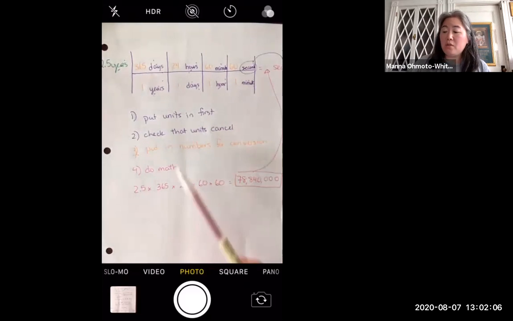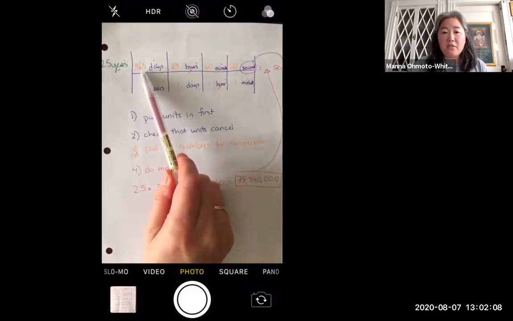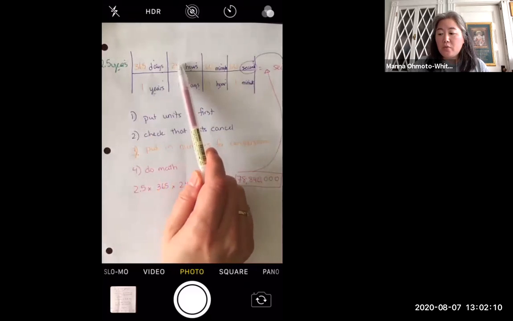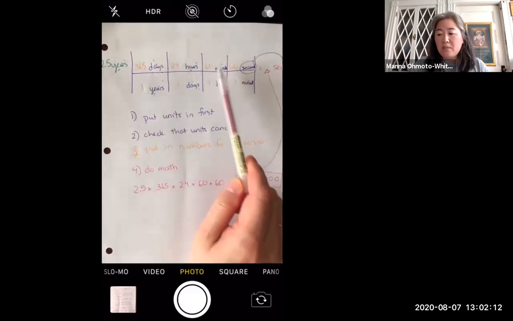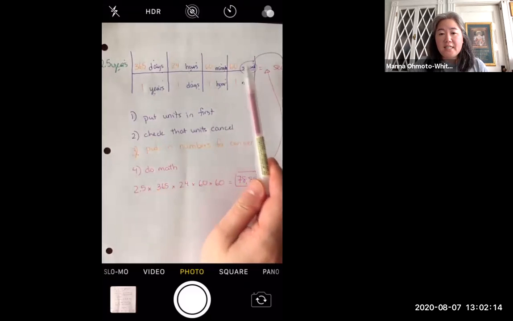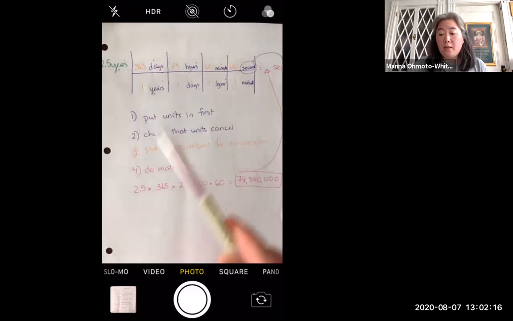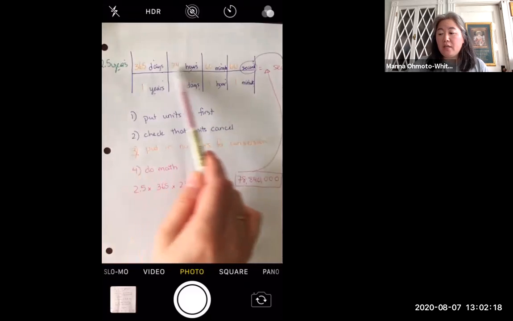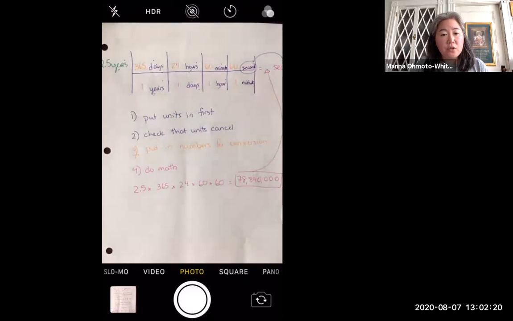Then I put in the numbers for the conversion. I know that there are 365 days in a year, 24 hours in a day, 60 minutes in 1 hour, 60 seconds in 1 minute. Then I do the math. Everything's in the numerator, so all I have to do is multiply up those numbers. 2.5 times 365 times 24 times 60 times 60 equals 78,840,000 seconds.